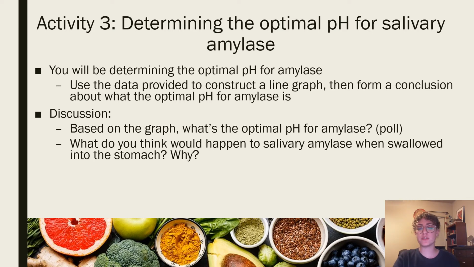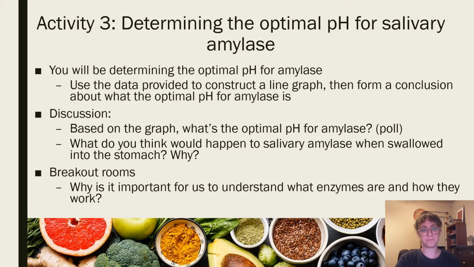And then I want you just to think about this. I would love for you to put your answer to the second question in your lab notebook if you watch this video. What do you think would happen to the amylase in your saliva when it's swallowed into the stomach? Because remember, the pH of the stomach is very low. It's super acidic. So what do you think happens to amylase when it's swallowed into the stomach? And how do you think it would function? Based on what you think the optimal pH is, you can draw a conclusion for the second question.